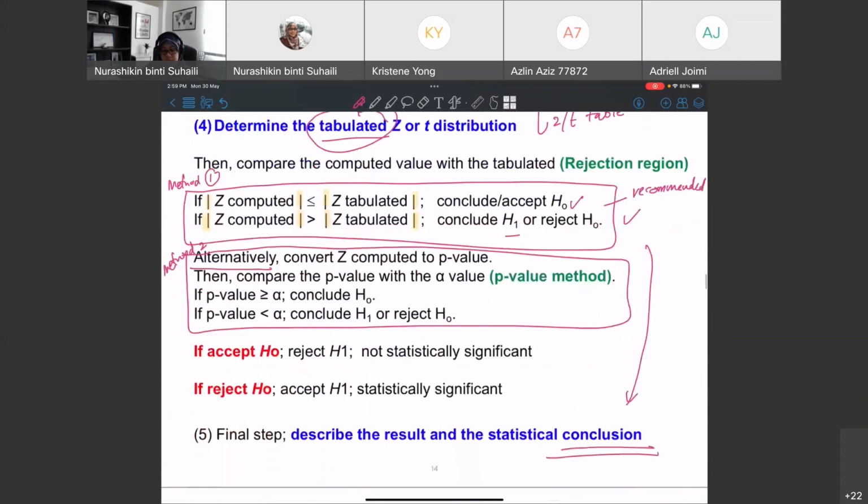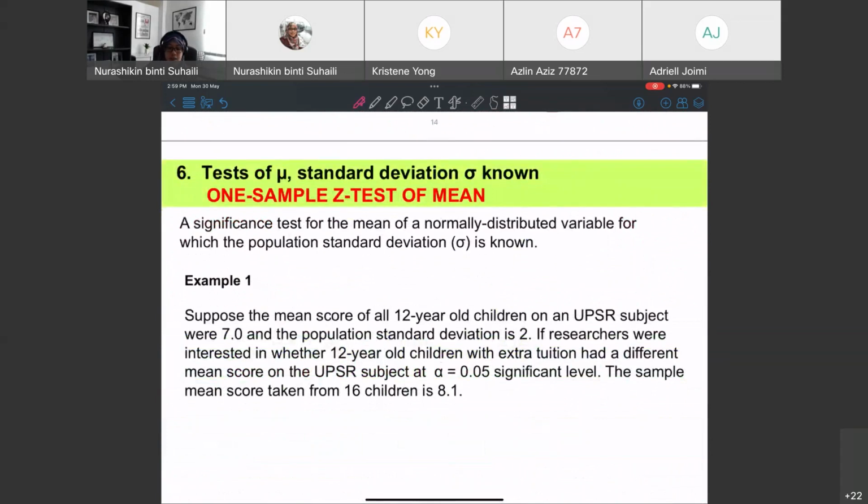So let's have a look at the first case, when the standard deviation of the population is known, where we have to use the Z test. How will the problem look? Let's say this is the problem. Suppose the mean score of all 12-year-old children on an UPSR subject was 7 and the population standard deviation is 2. You can see that it is mentioned clearly, so definitely you should use the Z test. And what else?